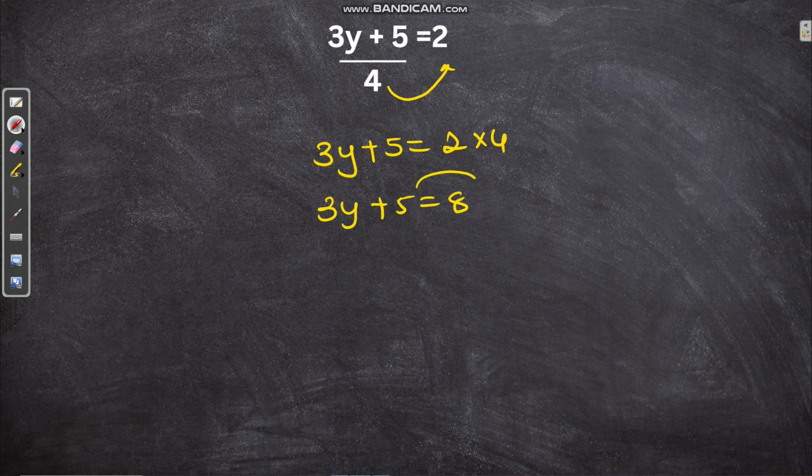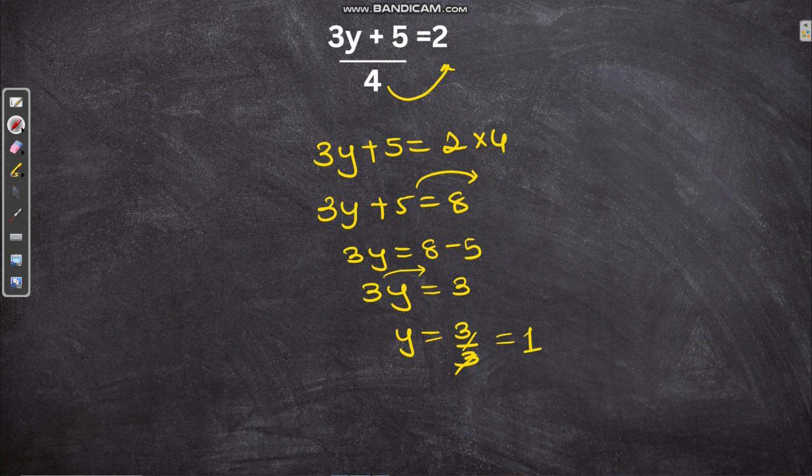Take this 5 on the right hand side, so 3y is equal to 8 minus 5. 3y is equal to 3, y is equal to 3 divided by 3, that is equal to 1, because when you take this multiplied by 3, that will become division. Okay, that's all. Next question.